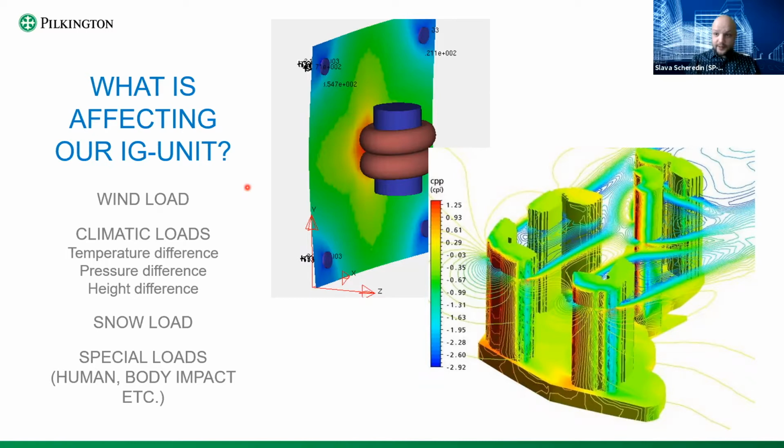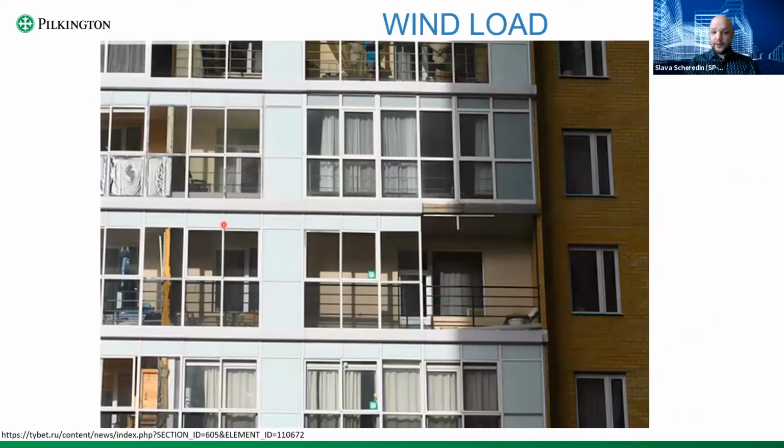If you're building some kind of tower or something like that, the first thing that comes to mind is the wind load, because of course wind blows and it can affect your glass in a fundamental way. To illustrate that, here is a picture. It happened in Yekaterinburg, as far as I recall. Here you have a piece of balcony which has been torn away by the wind. The interesting thing here is that it has been torn away and not smashed inside the building.